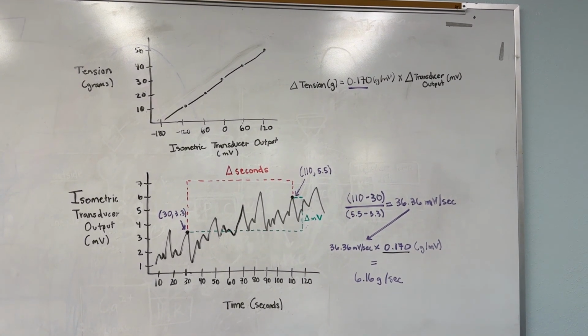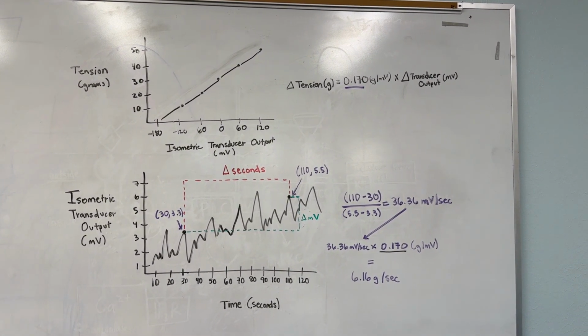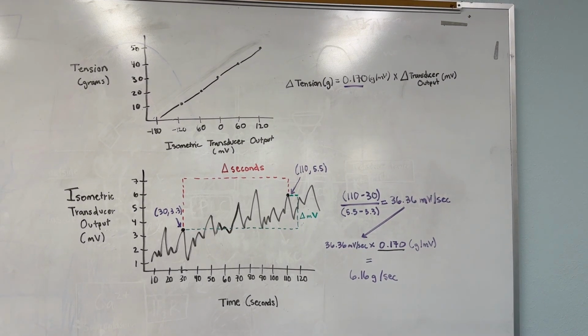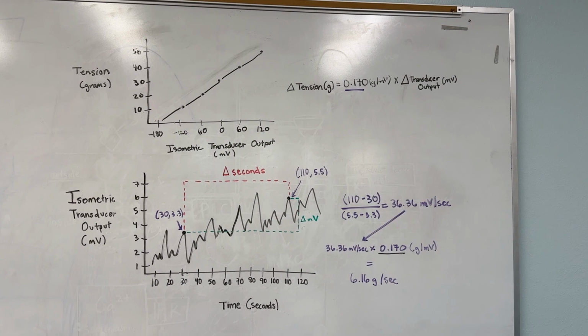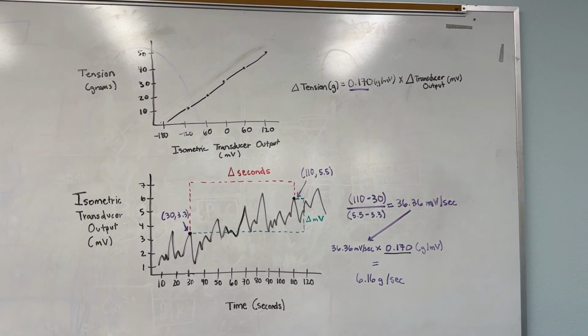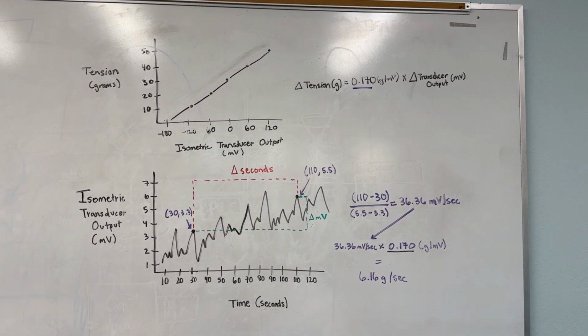Calibration of the isometric transducer was done using the consecutive addition of 10-gram weights to measure the relationship between tension and change in voltage. The relationship was described as a calibration equation and determined to be change in tension in grams is equal to 0.170 grams per millivolt times the change in transducer output in millivolts.